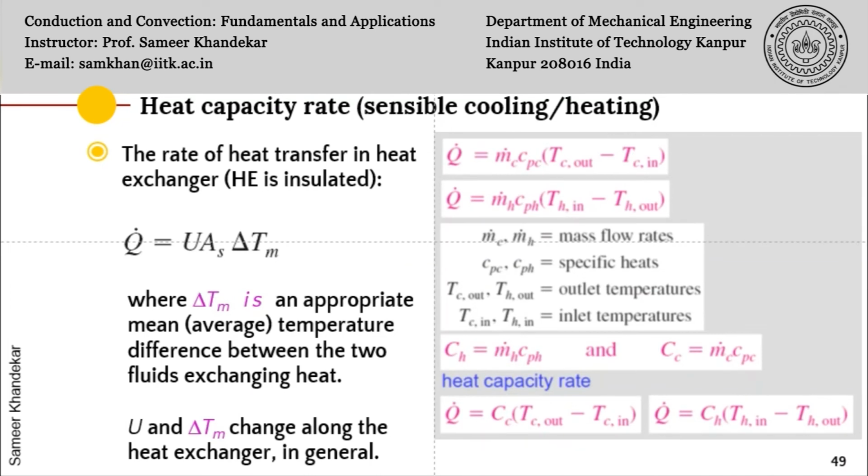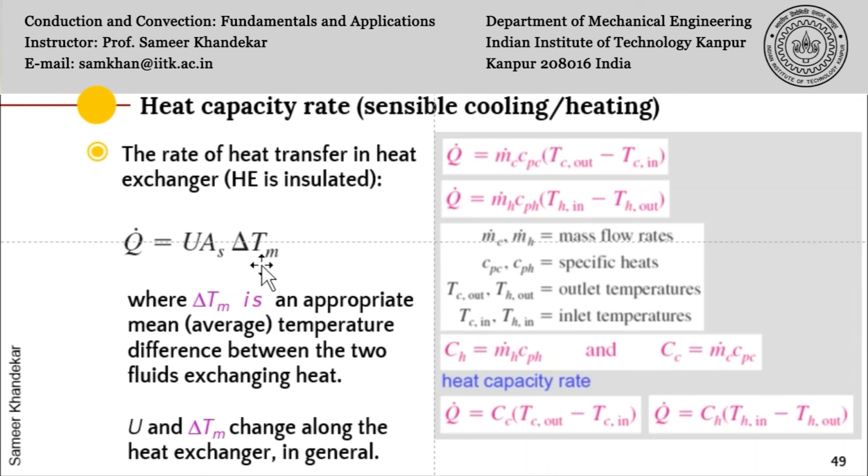So here you see the rate of heat transfer in the heat exchanger when the heat exchanger is insulated, as we have just assumed, is Q dot equal to U, which is the overall heat transfer coefficient, which takes into account the convection, all the three resistances, or even 5 resistances depending on whether fouling is also taken into account or not. So all the possible resistances in the path of this Q dot are taken into account in this U, into the area which is the appropriate area of heat exchange, and then delta Tm.